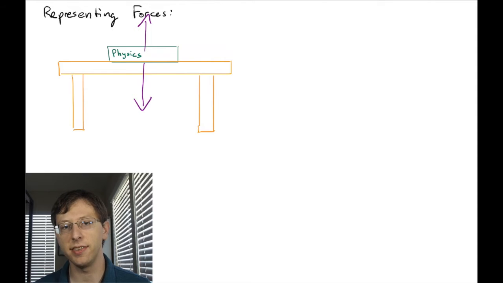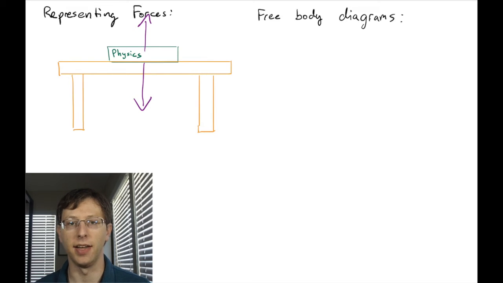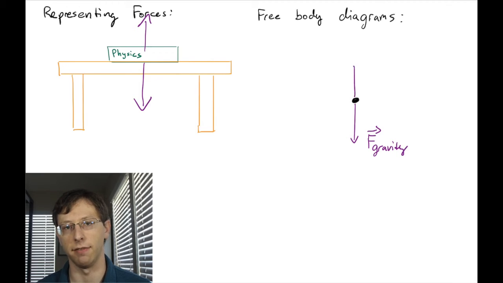To represent this in a simplified diagram, what we do is draw what is called a free body diagram. In one of these types of diagrams, we represent the object with a single dot, and we don't draw any of the surroundings. So we don't draw the table, for example. And then we draw all of the forces acting on that object coming from the object. So we have the force of gravity pointing down and the force from the table pointing up.